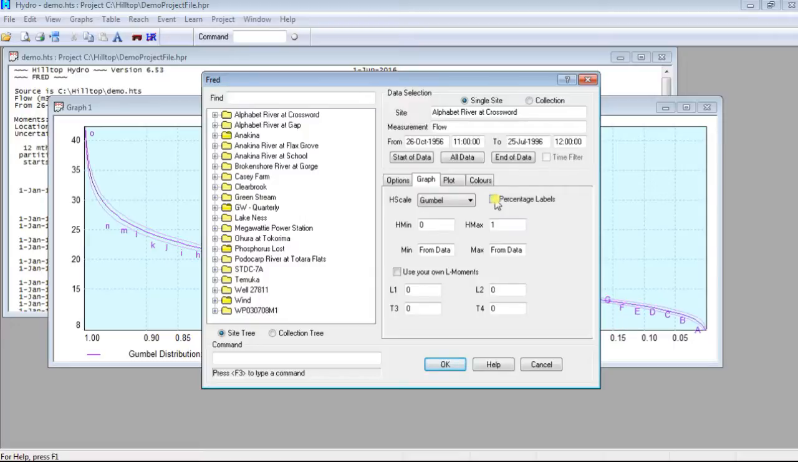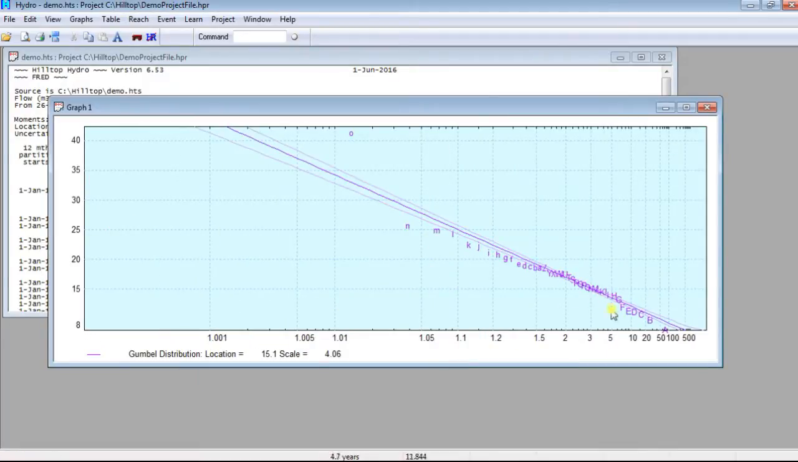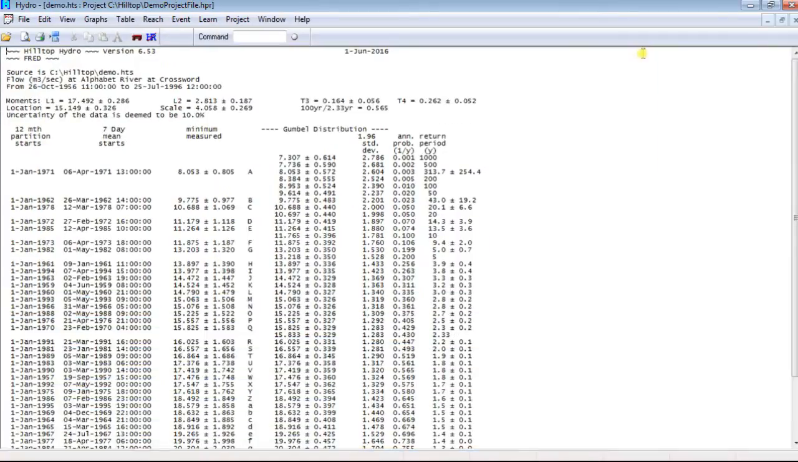You can have the horizontal axis labels displayed as percentages and set the range of the horizontal and vertical scales. This is handy to give you some room on the graph to extrapolate the results. Okay. Those values sit reasonably well on the line, so that adds credence to the assumption that our data does fit a Gumbel distribution. Let's have a look at the table Event has produced.